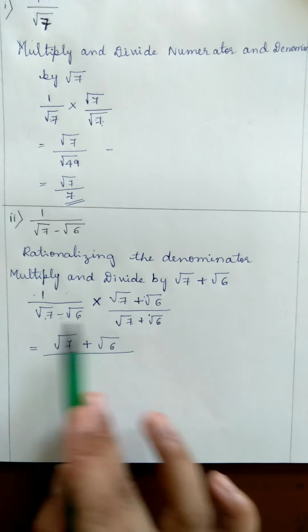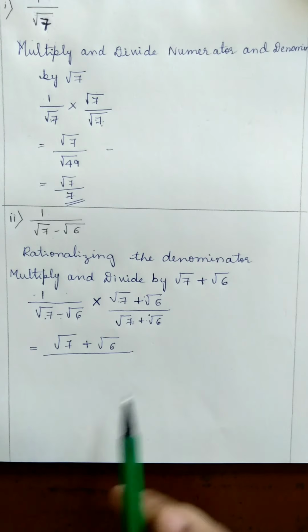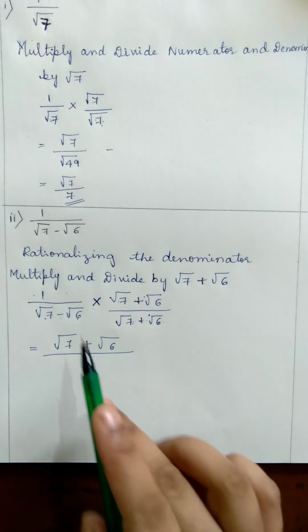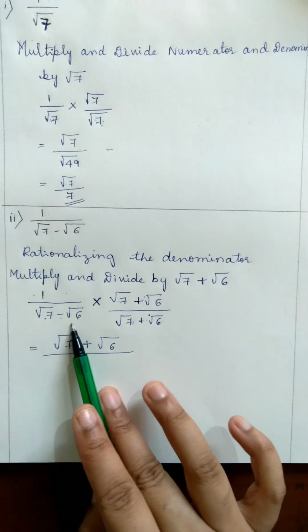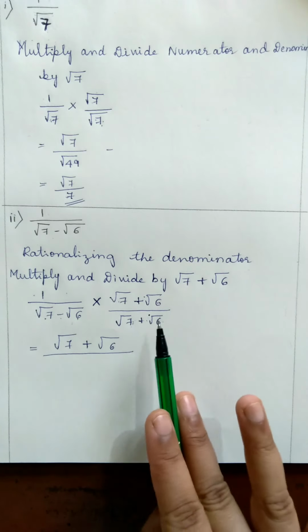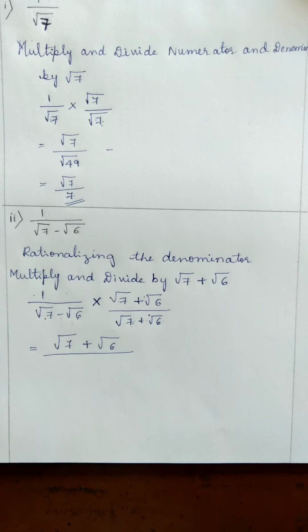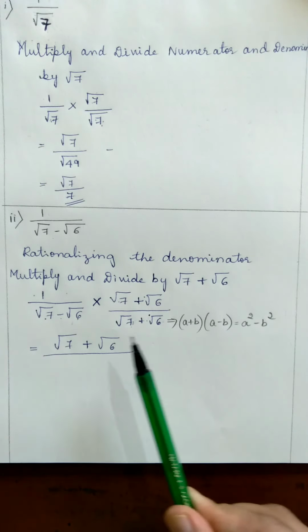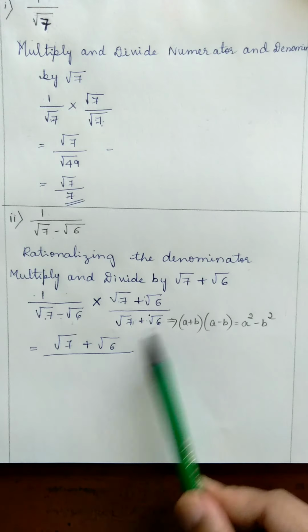So the denominator is of the form a plus b into a minus b. This is one of the identities. We know that a plus b into a minus b is equal to a square minus b square. So the denominator root 7 minus root 6 into root 7 plus root 6 is of the form a plus b into a minus b, where a is equal to root 7 and b is equal to root 6.